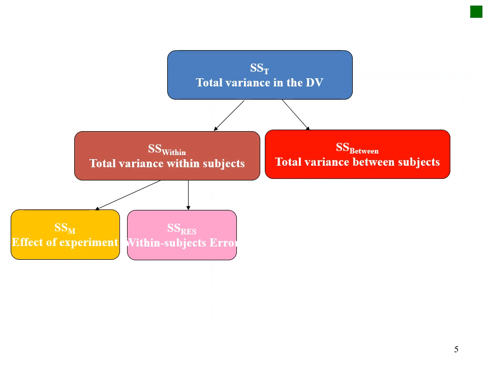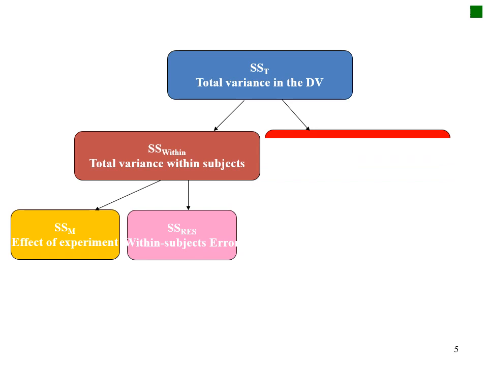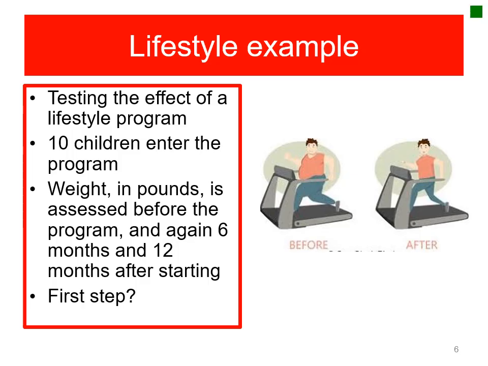We've seen figures like this before, but basically, when we focus only on within-person changes, we throw away between-person variability, and our analysis distills down to explained versus unexplained variance in within-person change. Let's use a basic example with no control group and just repeated measures. We have 10 children that enter our lifestyle program. Weight in pounds is assessed before the program and again 6 and 12 months after starting.